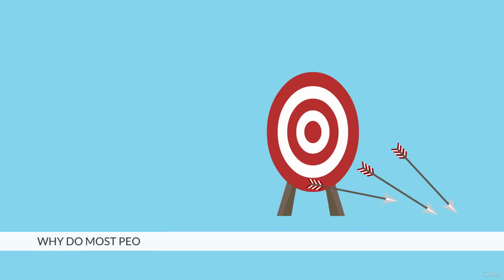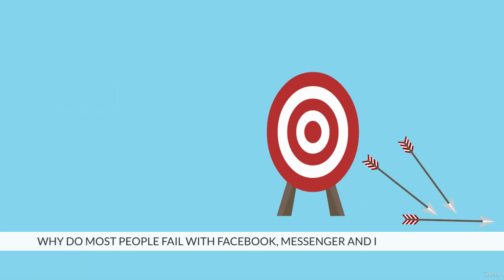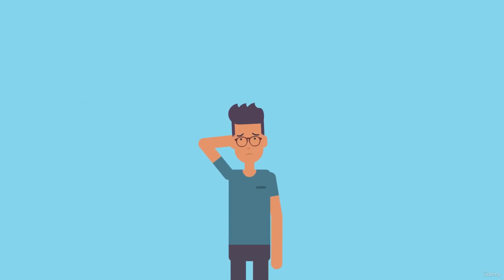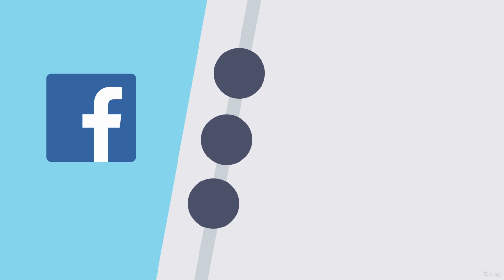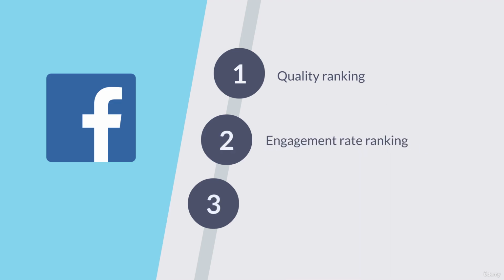Why do most people fail with Facebook Messenger and Instagram ads? Because they either do not understand A, the importance of the 3 new key metrics, or B, they do not follow the 3 steps of a customer's journey on social media. Facebook has deployed 3 new key metrics. Number 1, quality ranking. Number 2, engagement rate ranking. And number 3, conversion rate ranking.